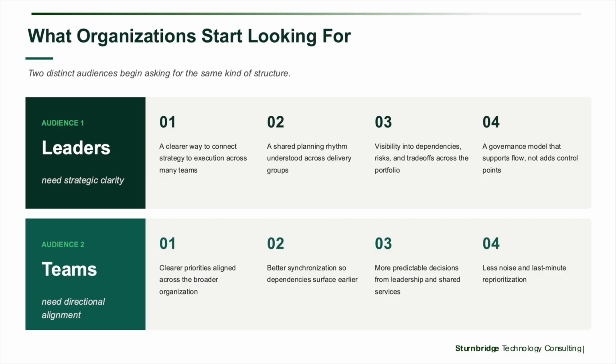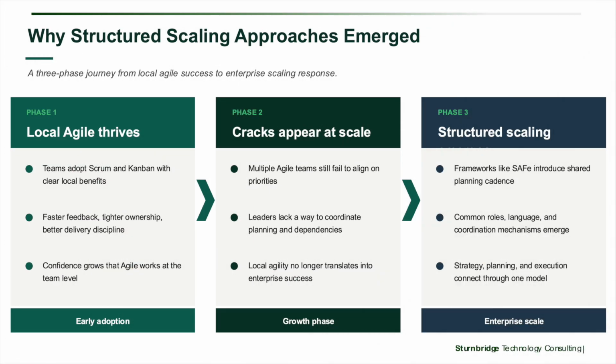This is an important point in organizational maturity. The problem is no longer whether Agile works. The problem is whether the enterprise has designed the right system around Agile teams. This is also why structured scaling approaches emerged. Most organizations move through a similar pattern. First, local Agile thrives. Teams adopt Scrum or Kanban and see immediate benefits. Feedback becomes faster, work becomes more visible, ownership improves, leaders become more confident that Agile works.